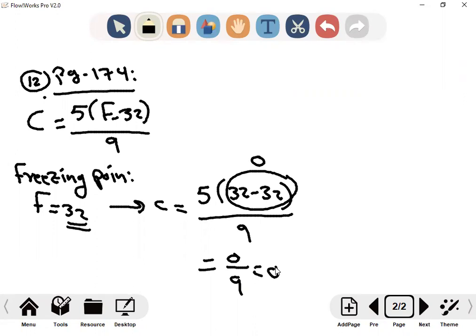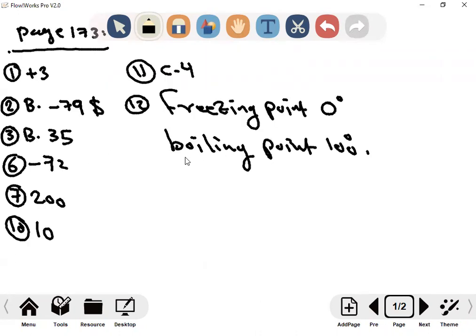Same idea for the boiling. It will be what, Ahmad? 100. Okay? You need to replace F by what? 212. Then subtract 32. Then multiply with 5. Then divide on 9. The answer of the boiling point will be what? 100. Get it? Good. This is question 12.